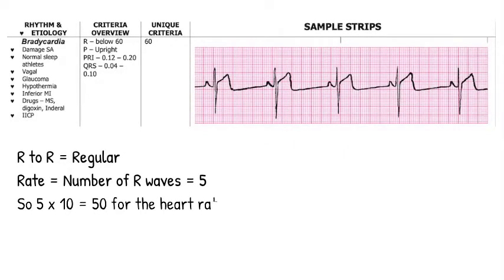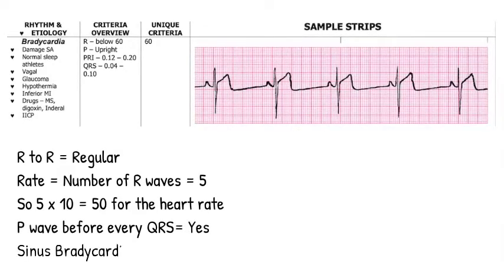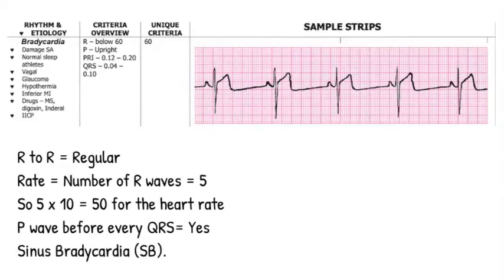Next, you're going to look and see what the P wave looks like. Is there a P wave before each QRS? Yes, there is. This rhythm is now interpreted as sinus bradycardia.